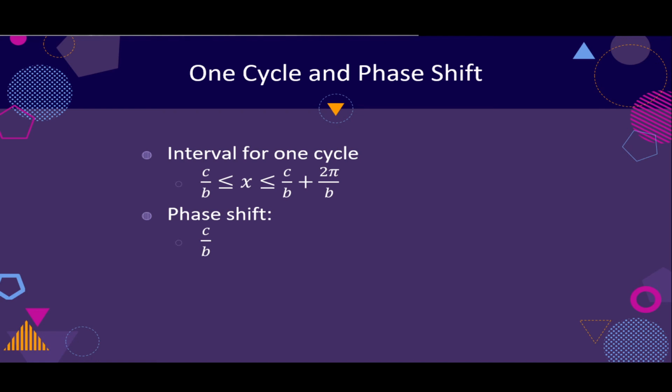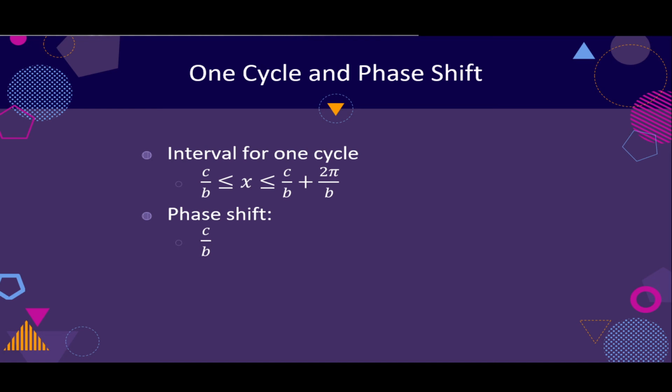Okay, one cycle and phase shift. Now, the interval for one cycle is c divided by b is less than or equal to x is less than or equal to c over b plus 2 pi over b. I will explain these and how to find them. You just need to record them, okay? So in the next video, I will explain how to use these and what you need to do, okay?